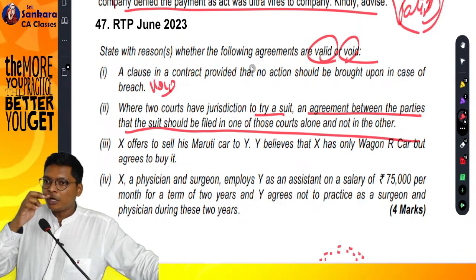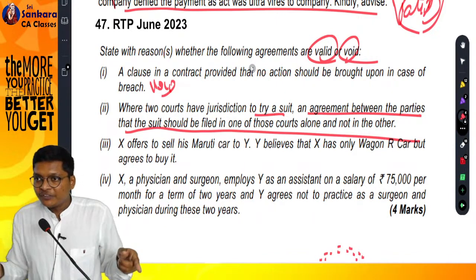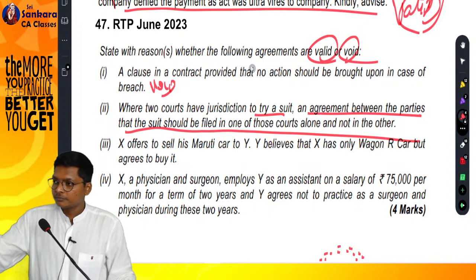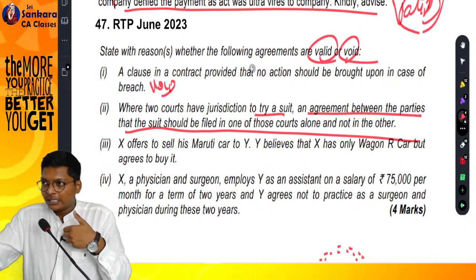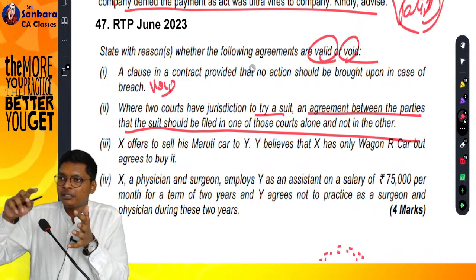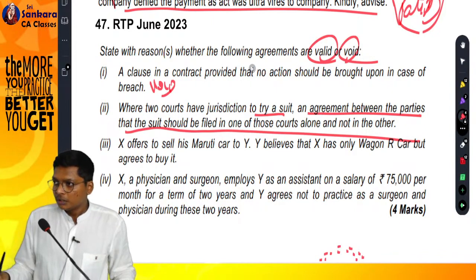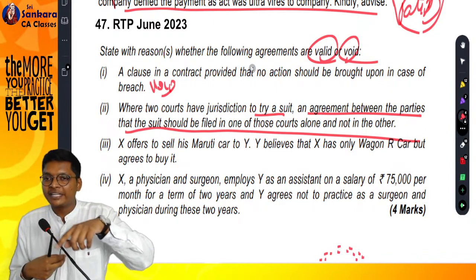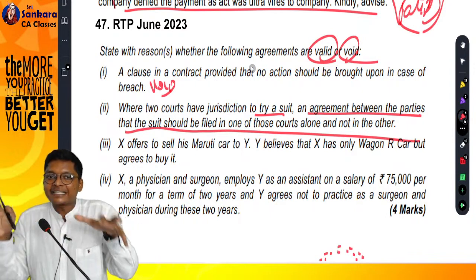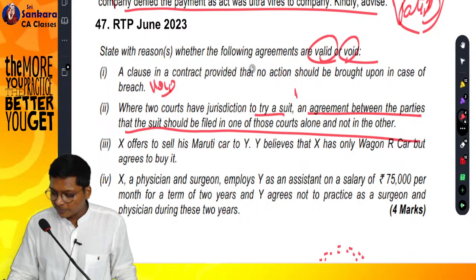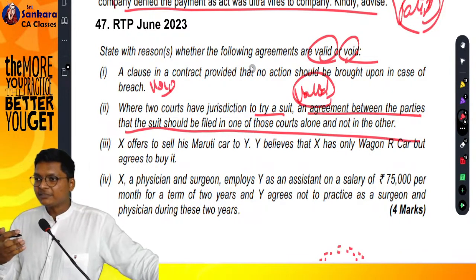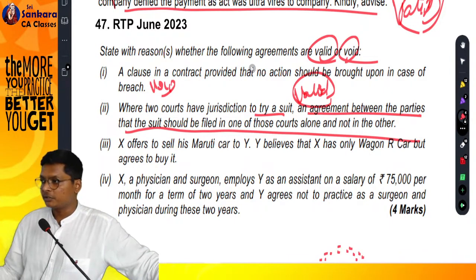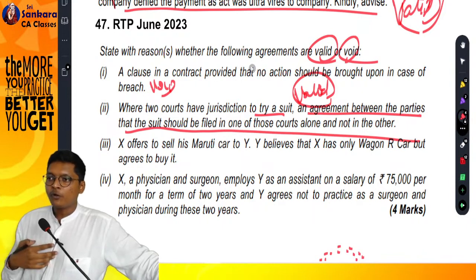An agreement in restraint of legal proceedings is void only if it's a complete restraint. Correct? You are saying you can never file a case. That is void. Here I am creating a restriction that you file in this court. This is not an agreement in restraint of legal proceedings. It's only a restriction. You are not completely stopping. Therefore, it becomes valid. Sometimes in a contract they will put that the case will be dealt with only in this jurisdiction. Are you able to follow, guys?